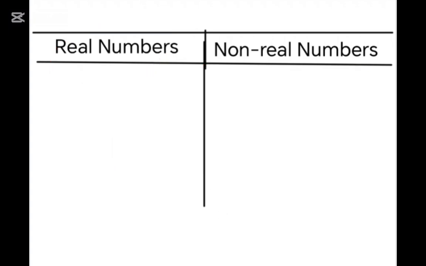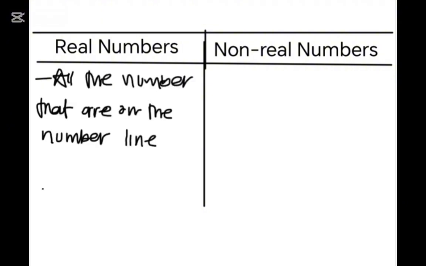The real numbers are all the numbers that are on the number line. The number line is something like this, whereby we have 0, negative 1, 1, and 2, and up until infinity. So all the numbers that are on the number line, the negatives, the square roots, the fractions, all those kinds of numbers are called the real numbers.